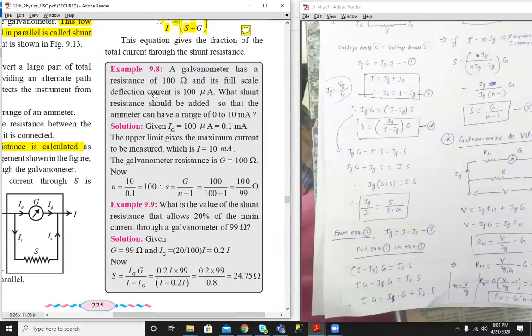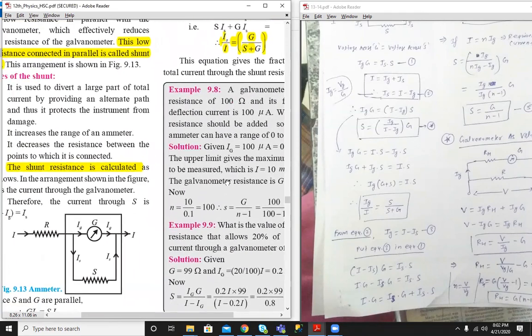A galvanometer has a resistance of 100 ohm, meaning capital G is given. Its full scale deflection current is 100 microampere, meaning Ig is given. What shunt resistance should be added so that the meter can have a range of 10 milliampere? This 10 milliampere is the required range, that means it is capital I, and the shunt resistance you have to find is capital S. You can directly find N, and you will get that the range has to be increased 100 times. You have a shortcut: put the formula you have derived here, and you will get the required shunt resistance.